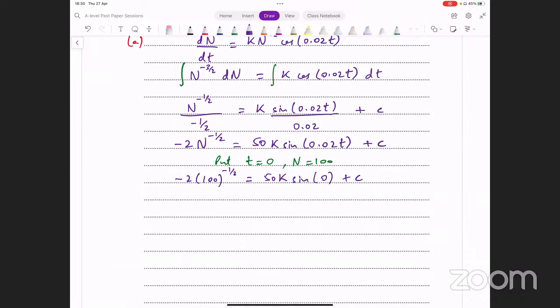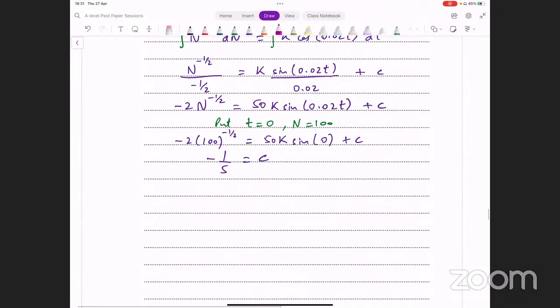Minus 2 into 100 raised to power minus 1 over 2 is पूरे को आप calculator में डालने से ये होगा minus 2 over 10, I think. Yeah, we have to just not take the risk and put this whole thing on the calculator. That's giving me minus 1 over 5. Okay, so we have minus 1 over 5 on the left. On the right side, this term becomes 0 because sine 0, 0 होता है. ये पूरी term 0 हो जाएगी. C की value आपके पास minus 1 over 5 आ गई.